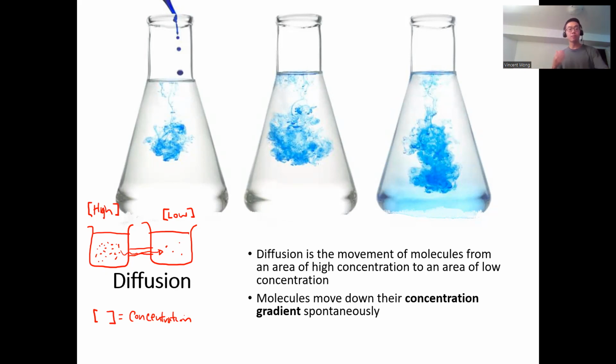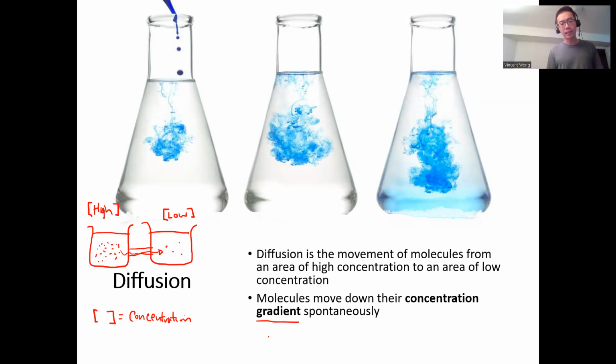This is a spontaneous event, meaning it will happen on its own. You don't have to do anything to promote it. I mean, you can make it faster. You can swirl the bottle and whatnot, but on its own, it will happen. Okay, and it's going down its concentration gradient.